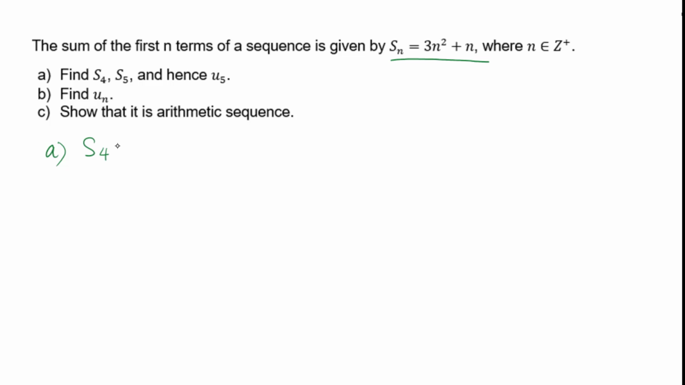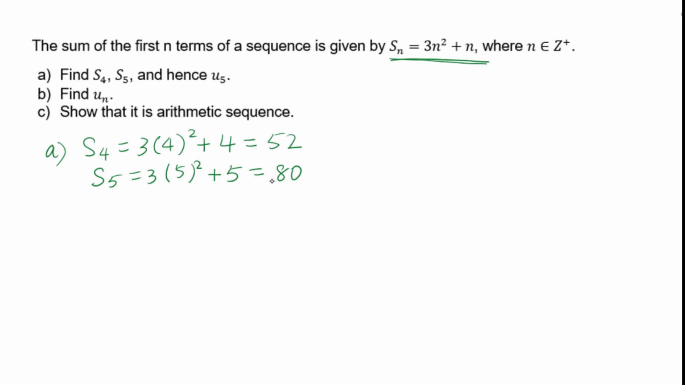For S sub 4, we change every single n in this formula into 4. So 3 times 4 squared plus 4 equals 52. For S sub 5 equals 3 times 5 squared plus 5, that equals 80. Then U sub 5 equals S sub 5 minus S sub 4, equals 80 minus 52. That equals 28.